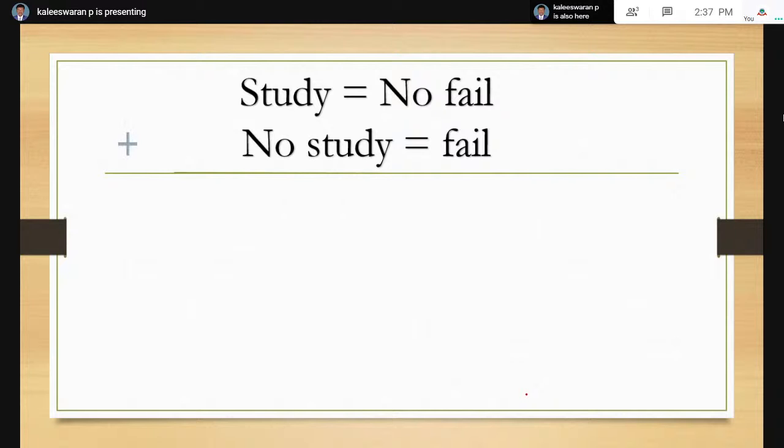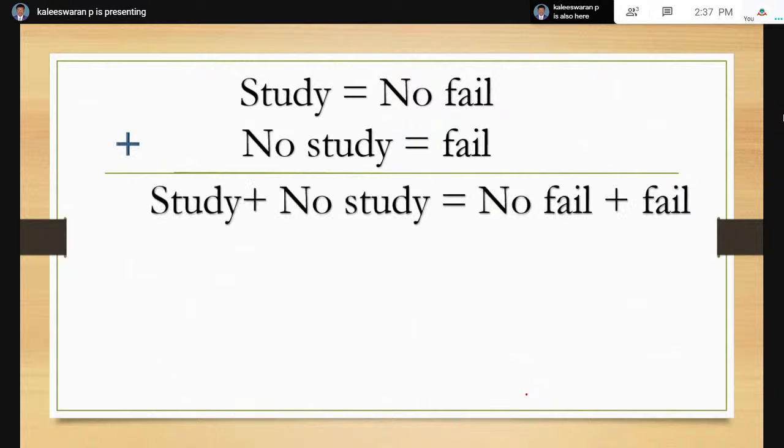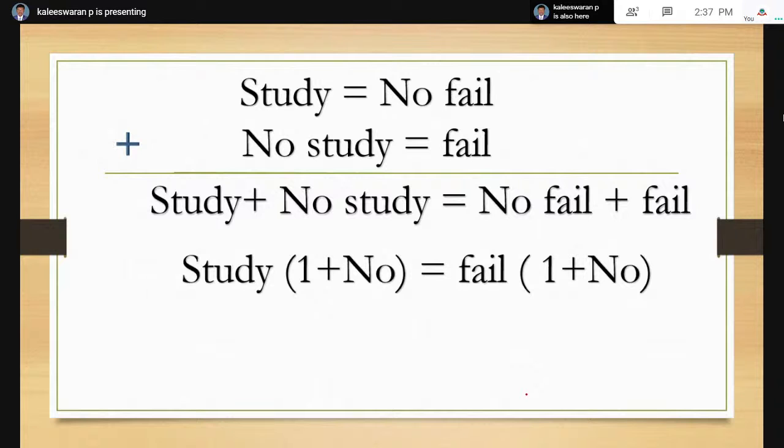When we add these two equations, finally we will get study plus no study equal to no fail plus fail. Take study as common, and here fail is the common. Taking out study and fail as common, you can get the equation like study equal to 1 plus no, fail equal to 1 plus no. Then on both sides you cancel 1 plus no. Finally, what answer will you get? Study equal to fail. This is the equation.